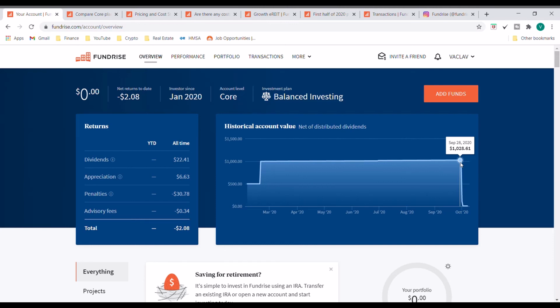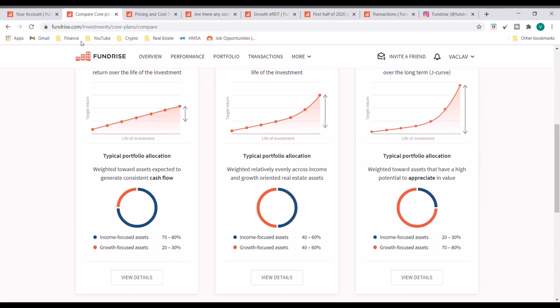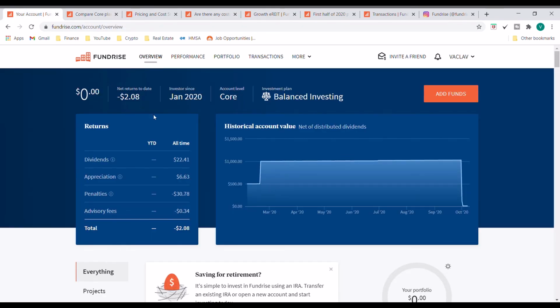$28.61. On September 28th, I decided to take out the money and put it in the stock market, because I felt like I could make more money in the stock market at that time. And it actually paid off because I bought airlines with it, but I'll make another video about it. Overall, I actually lost $2, and that's just because I was there 6 to 7 months, so I had to pay 3% out of all my gains. That's why overall I lost $2 on it.